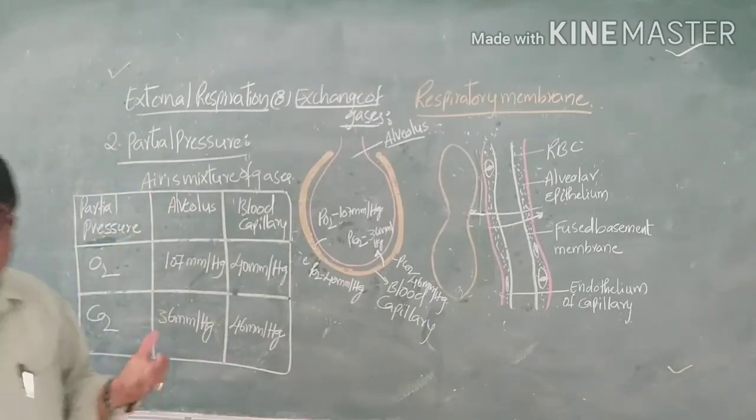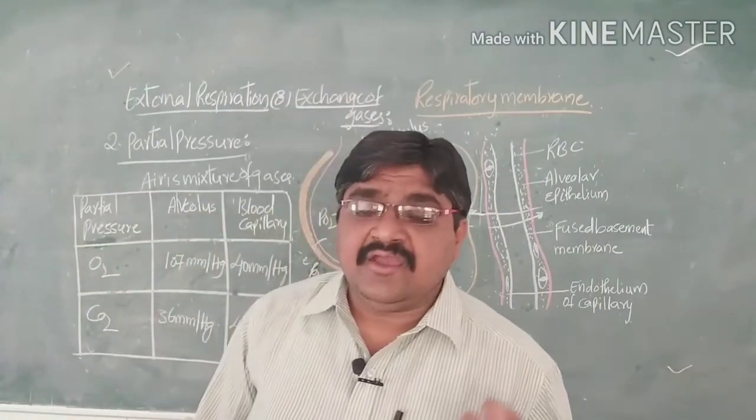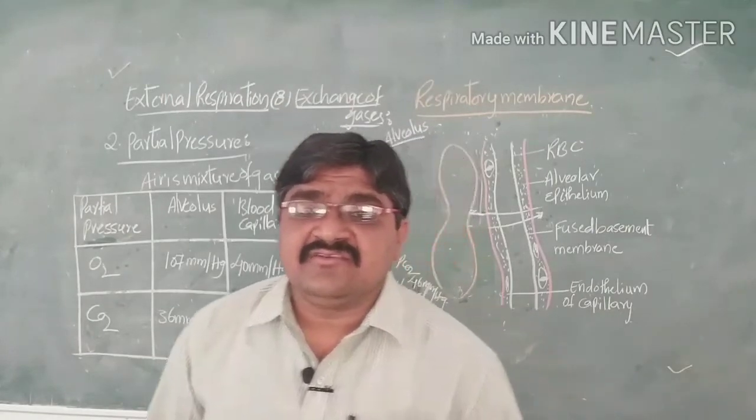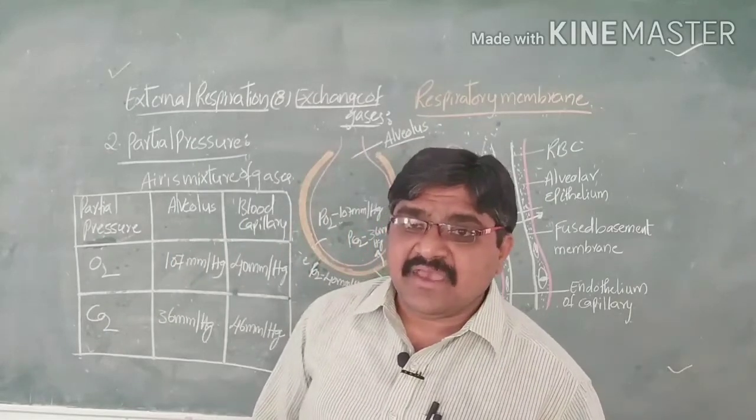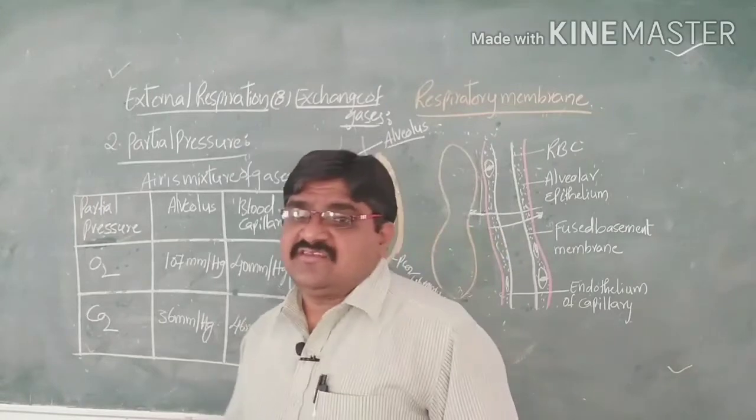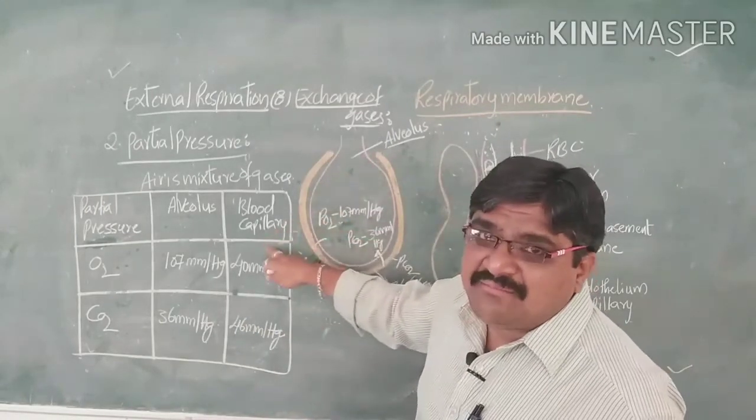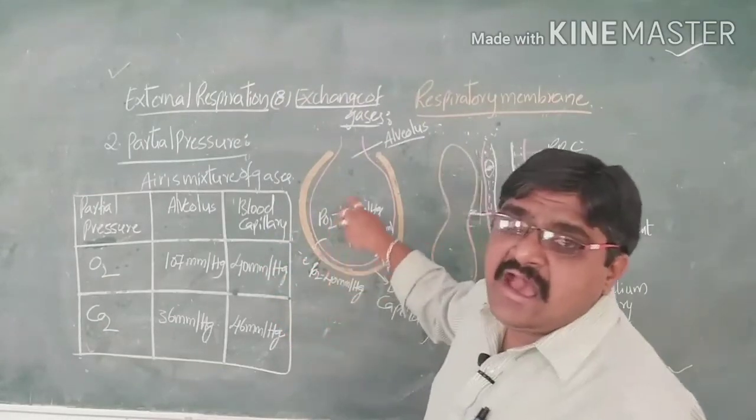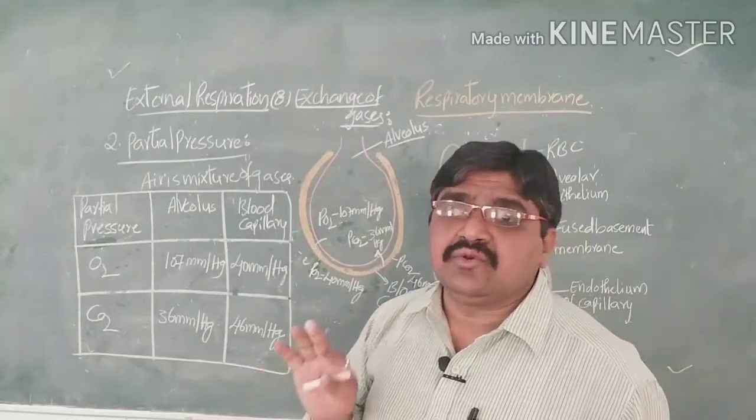So this is how the exchange takes place through partial pressure. What does partial pressure mean? It is the pressure exerted by an individual gas in a mixture of gases, indicated by P, for carbon dioxide and oxygen. Oxygen is exchanged from the alveolus to the blood capillaries, and carbon dioxide is exchanged from the blood capillaries to the alveolus. This is how the exchange of gases takes place.